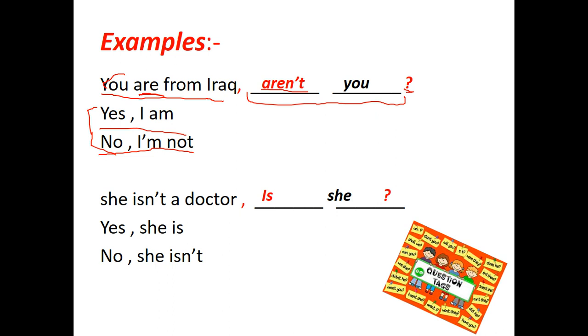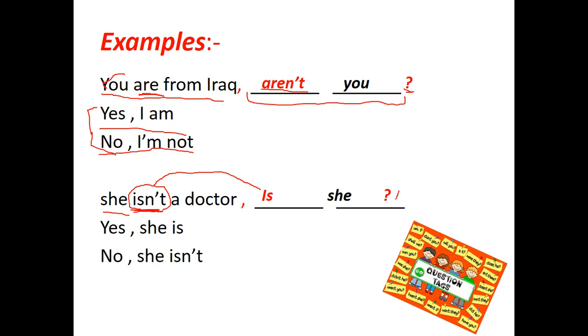Second one, she isn't a doctor. Okay, so we have isn't. The subject is she, and we have isn't. Isn't is negative. Okay, that's why when you want to make it a tag, you have to change it to positive. This is negative, you have to change it to positive. She isn't a doctor, is she?